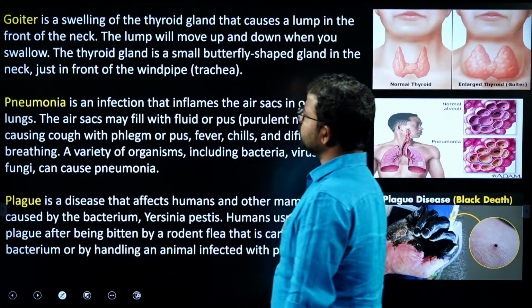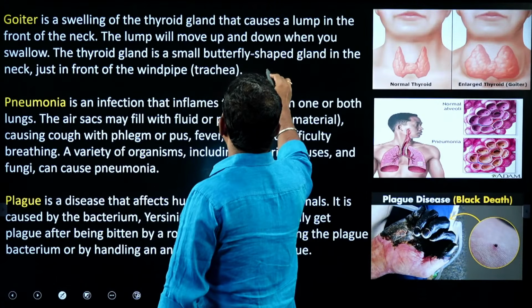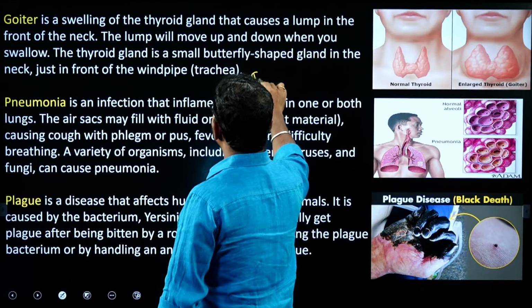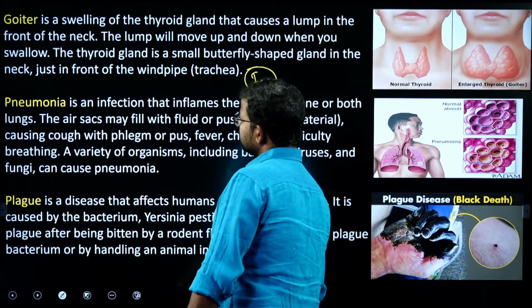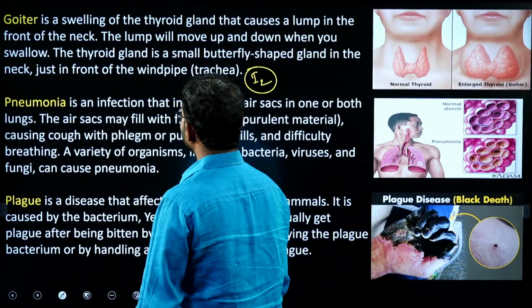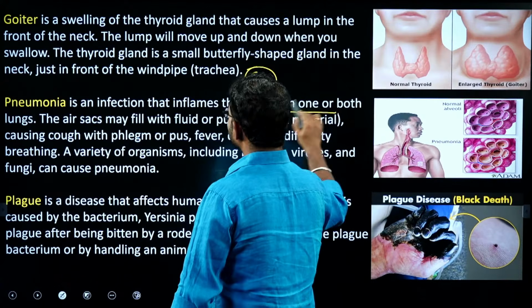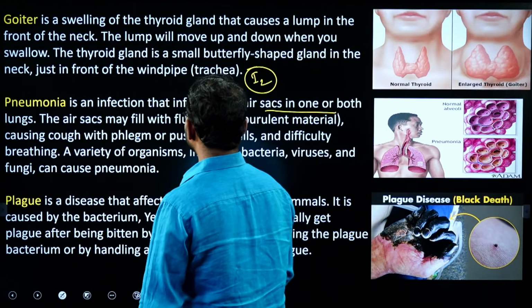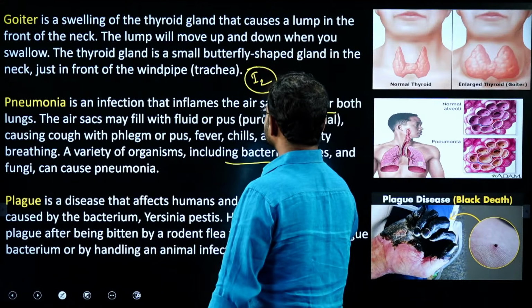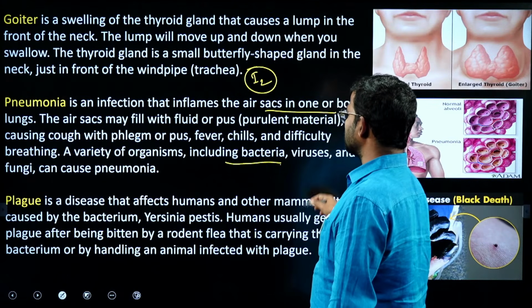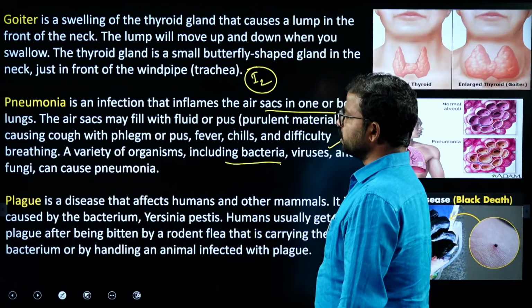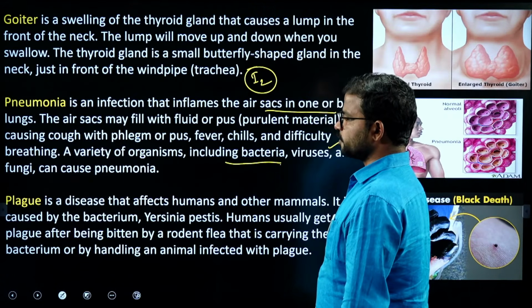Next, if you consider goiter, it is caused by iodine deficiency. Next, what about pneumonia? Pneumonia is a lung related disease. It is also caused by a variety of organisms, including bacteria, viruses, and fungi. These are all majorly responsible for that.